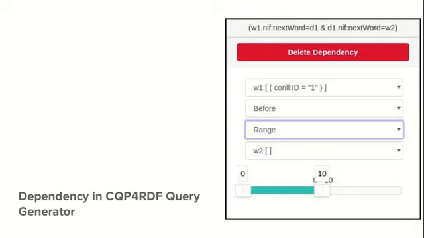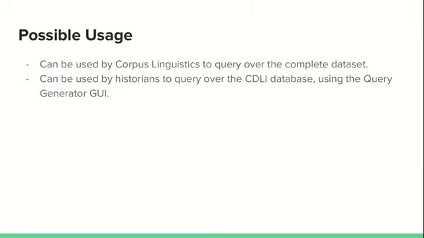Also, we can then specify the proximity between the two words, like whether they are in a particular range or they are adjoining. This can be easily changed using the drop down which we have for the range. This tool can be used by corpus linguists in order to query over large data, and it can also be used by various historians to query over the CDLI database, which is a big database.